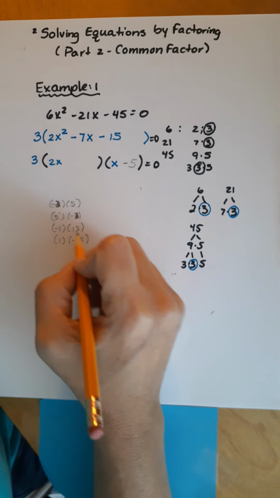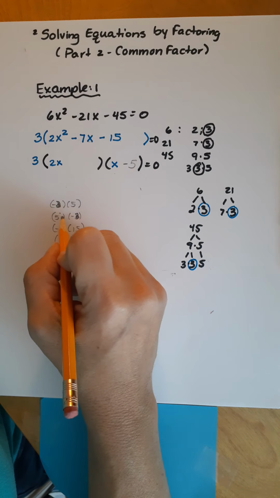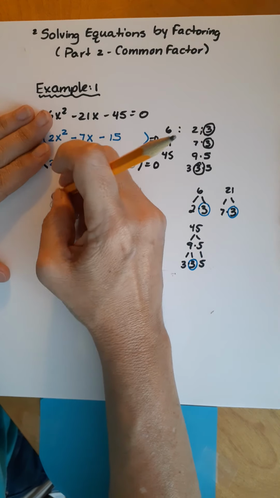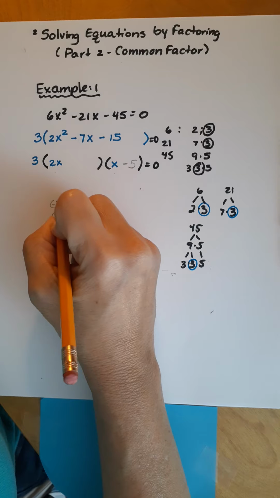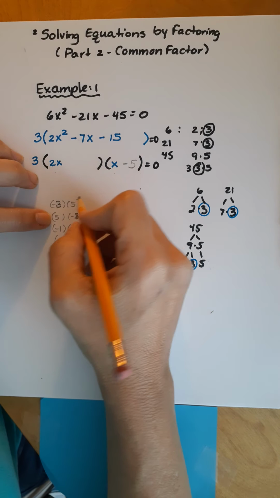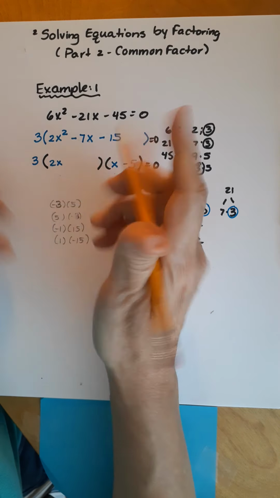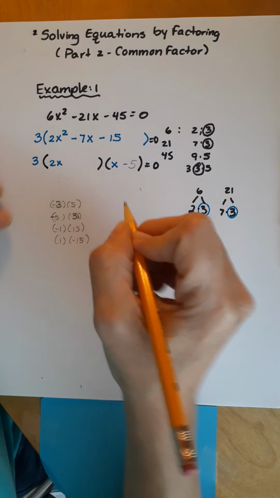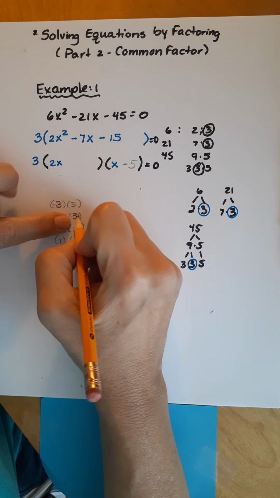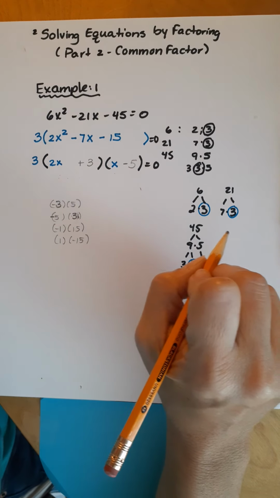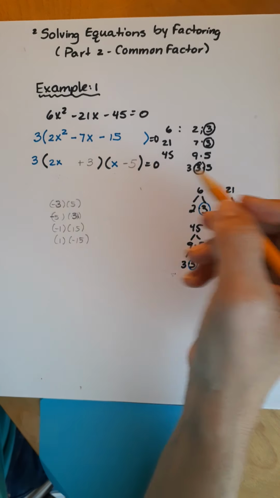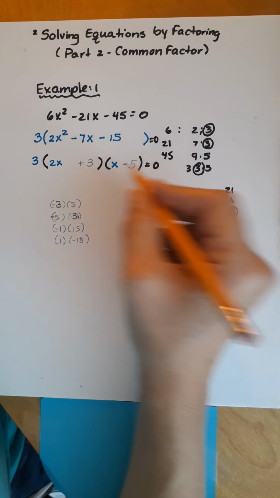Now, what's left? If this is negative 5, right? Sorry about that. Okay. If this is negative 5, and this would be negative 5 times 3, right? If this is negative 5, the other one, because it's negative 15, should be positive 3. Okay, so those are our combinations. Let's see what we get.